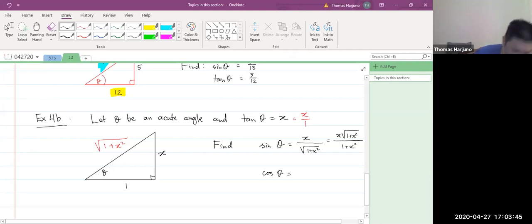At this point, I need to say this first. Sometimes you wonder, Thomas, do we always have to rationalize the denominator, like what you did in example 4 and just now? This is the rule of thumb. You're supposed to rationalize all denominators, okay? But sometimes when I do the grading, I try to be reasonable. Sometimes I'll just let you go if you don't rationalize the denominator.